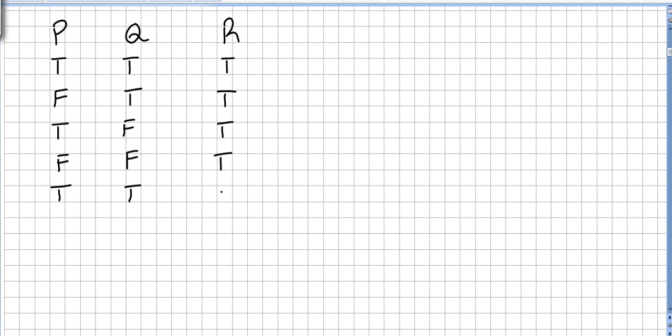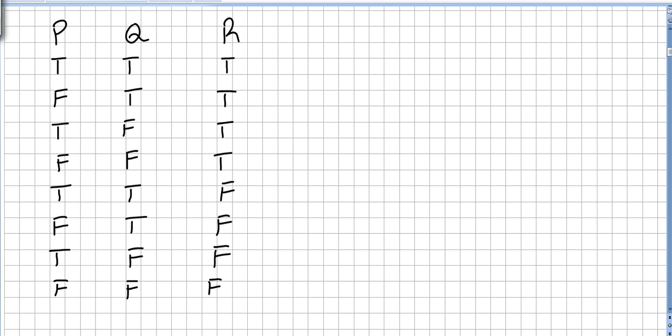True, false, right, and if I'm not wrong, this is true, false, false. I think there's no mistake here. And the last one, true, true, true. So this one will be false, false, false.